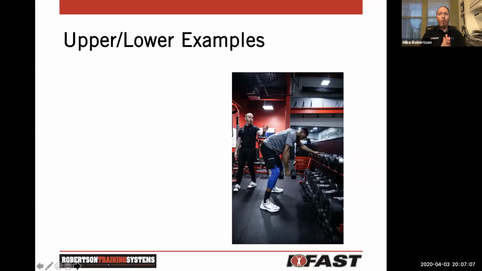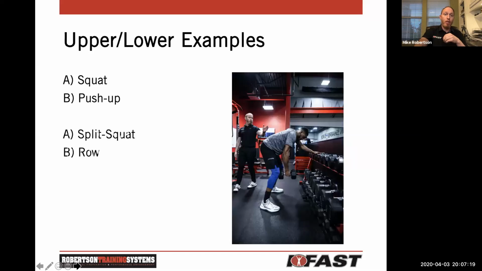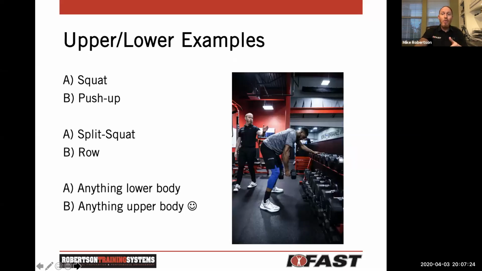So let's look at a couple upper-lower examples and different ways that you guys can set this up. And again, I'm just trying to give you very general examples that you can use. You could do something like a squat and a push-up, right? Again, lower, upper. You could do a split squat and a row. Basically, you can do anything with your lower body and anything with your upper body, and it's going to fit into this structure.